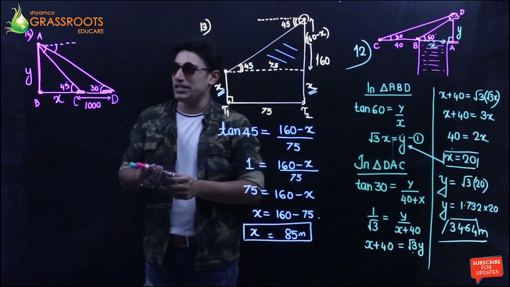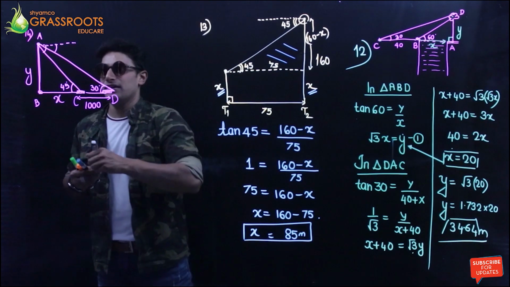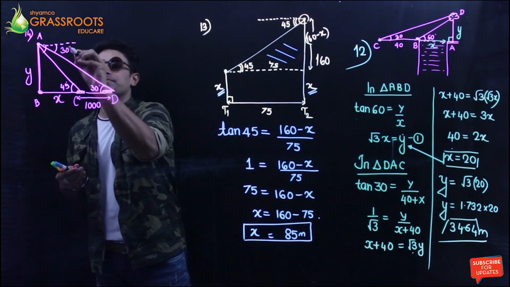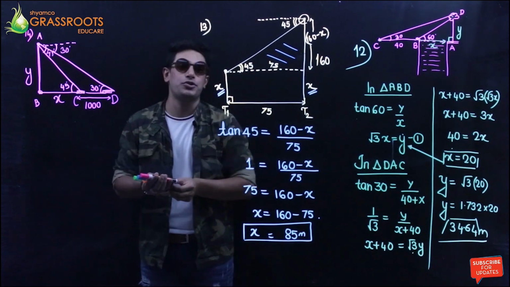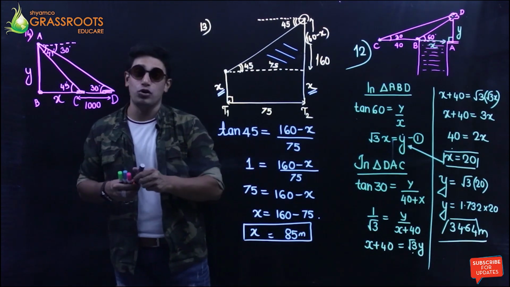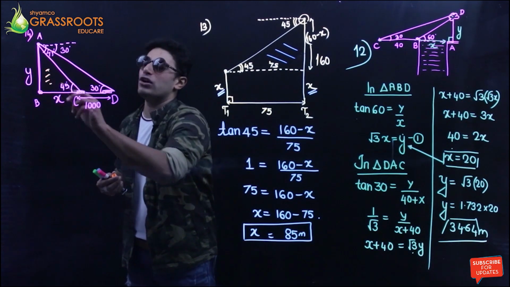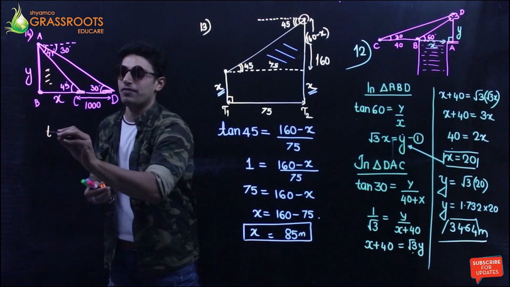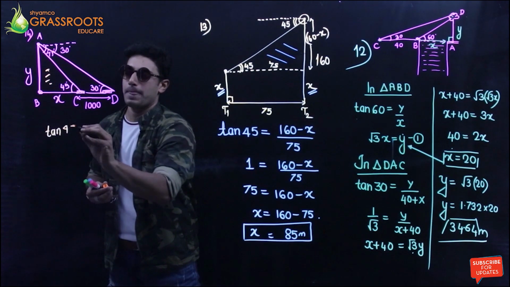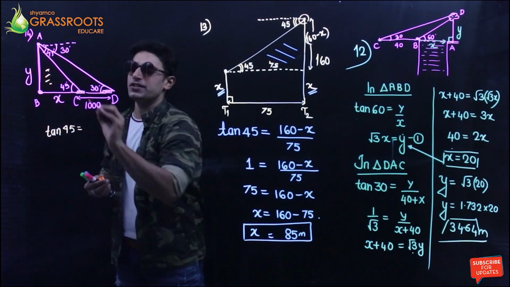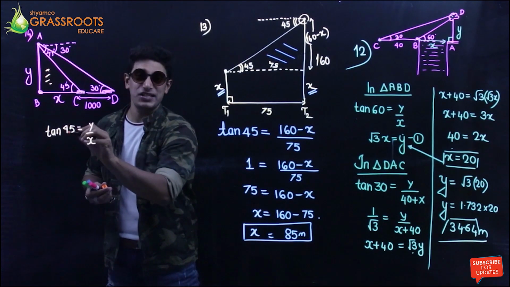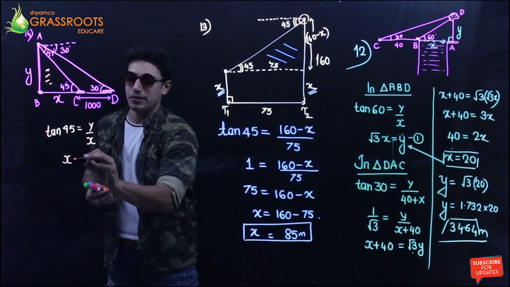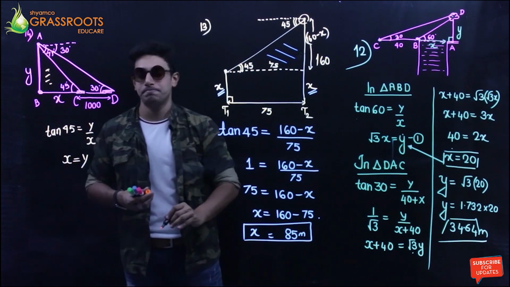Okay, seems pretty simple, very monotonous. Okay, this was 30 and this was 45 degrees. Let's start with the trend. The trend goes as follows. We start with the smaller triangle, tan 45. It is opposite upon adjacent. Tan 45 is 1, cross multiply. So x is equal to y.